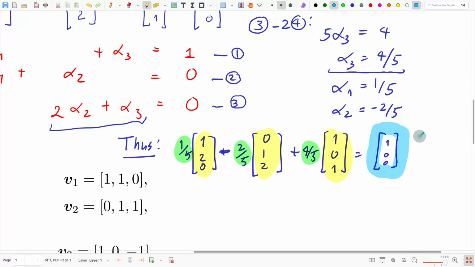Because you can show that you can combine these 3 vectors linearly. What I mean by linearly is that I scale them, right? I scale some of these 3 vectors and then I just add them up and I get this one. So this one is a linear combination of those 3. So this is basically the definition of linear combination.